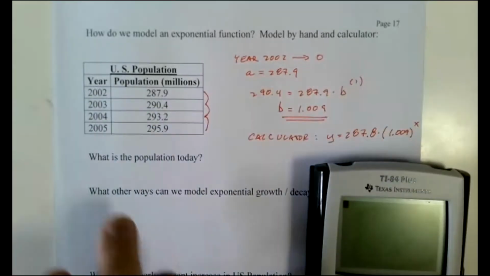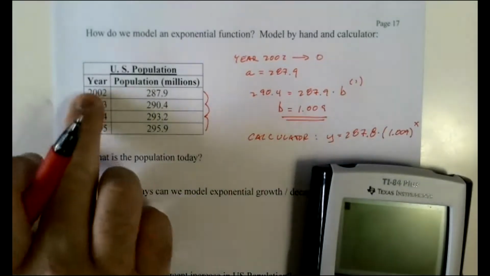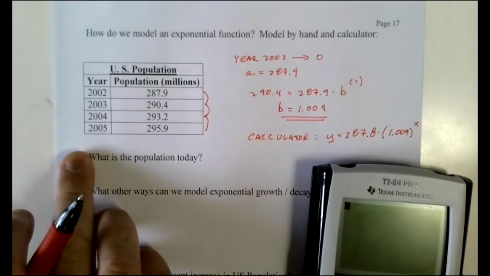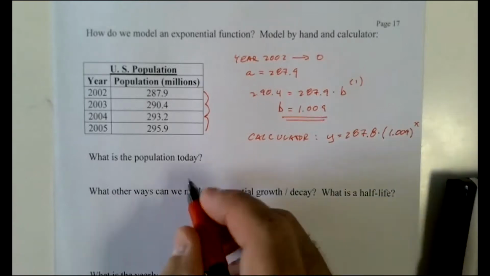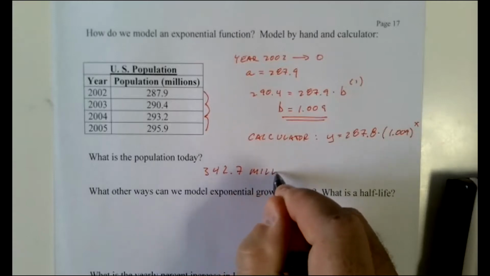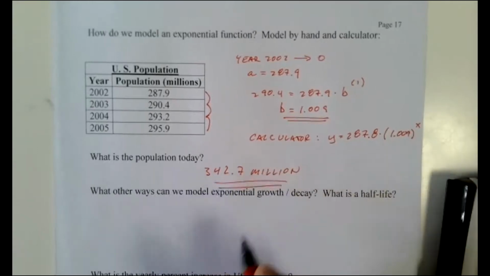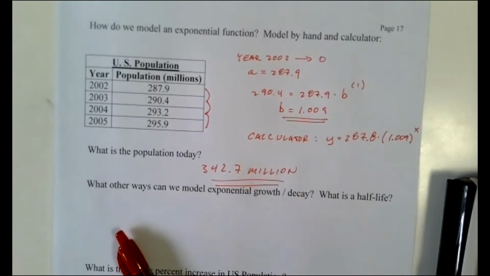And then what's population today? So it's year 2021. If 2002 is year 0, then we go to 19. So alpha y1 of 19 tells us today population is 342.7 million. And we did this yesterday, but I didn't save it. Let's see how accurate that is.